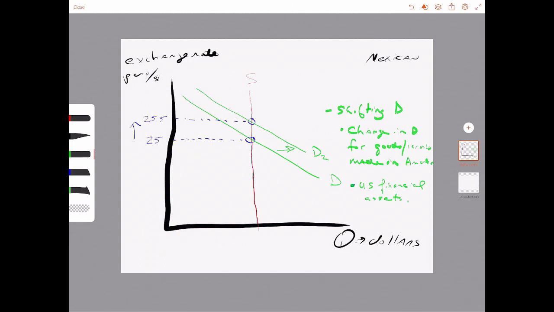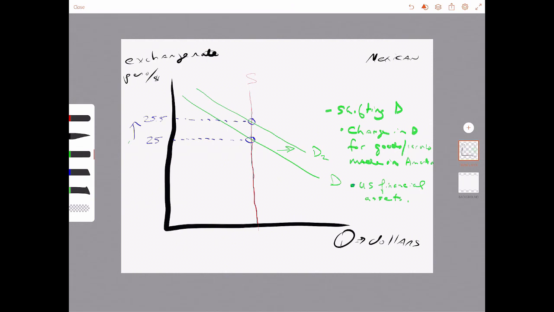Because the world is such an uncertain place, people want to buy more financial assets in which they can be confident. Government bonds, stock in U.S. companies, bonds of U.S. companies. They want to buy U.S. financial assets. If you want to buy those, you need more dollars. So we see the demand shifting and the price of the dollar going up.